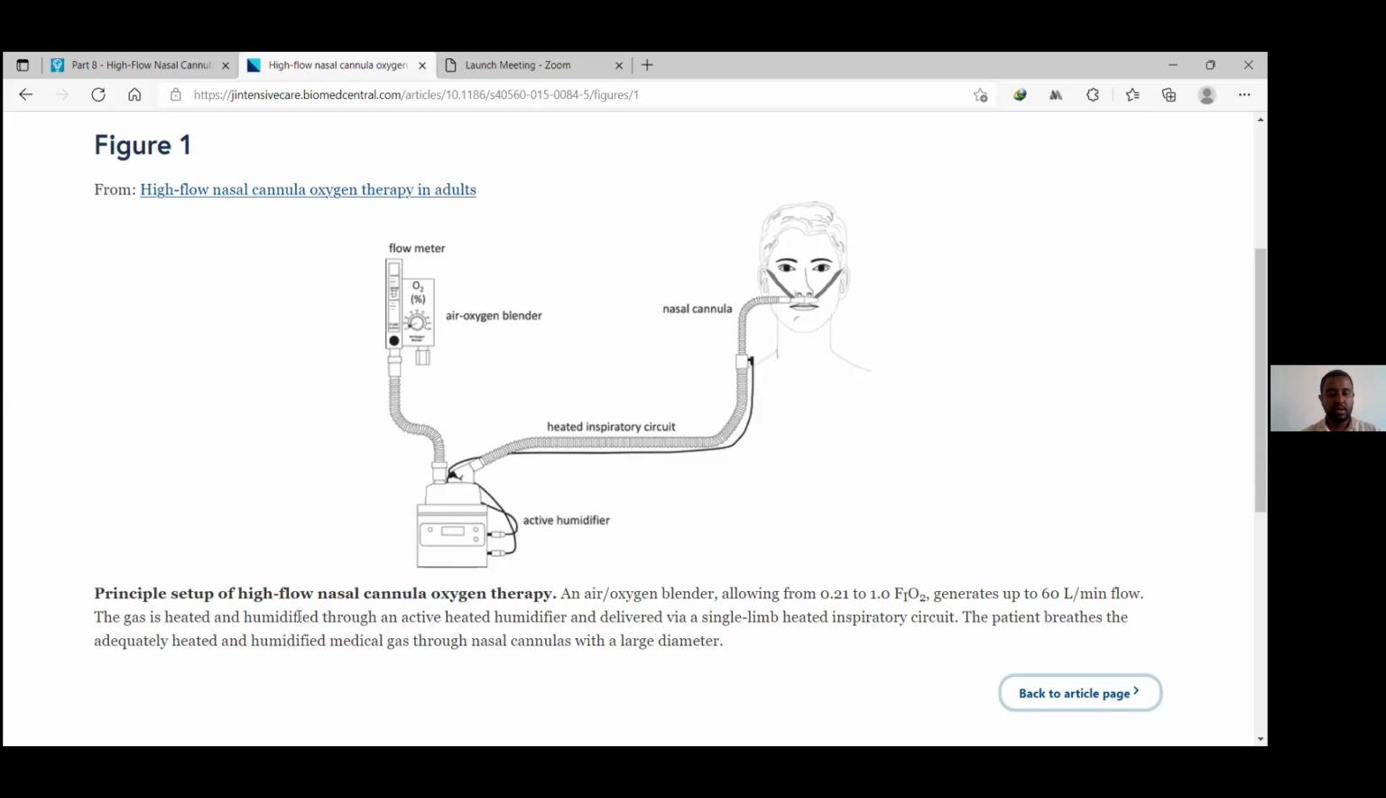That's why some people gave it the name heated humidified high flow nasal oxygen therapy. Through this, the gas is heated, humidified, and delivered via a single limb heated inspiratory circuit, and the patient breathes this adequately heated and humidified medical gas through a nasal cannula with a large diameter. This heating and humidifying process makes it tolerable for the patient to breathe with this amount of high flow, which can go as high as 60 liters per minute.